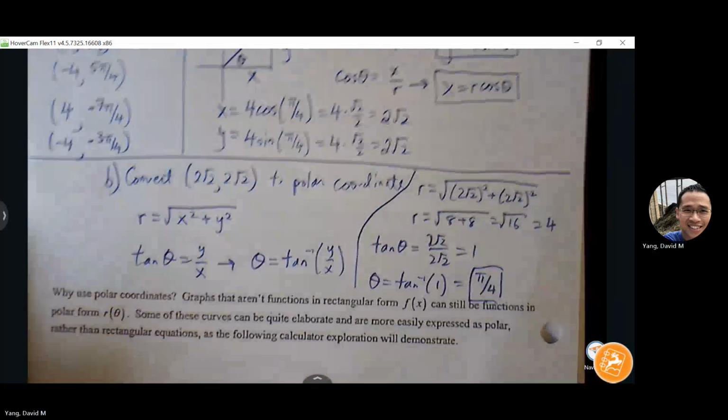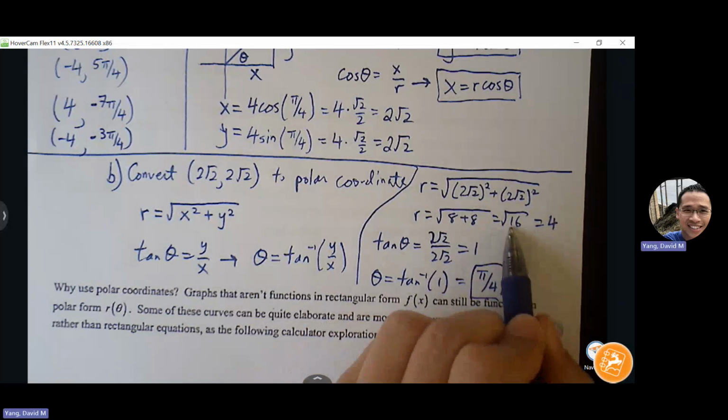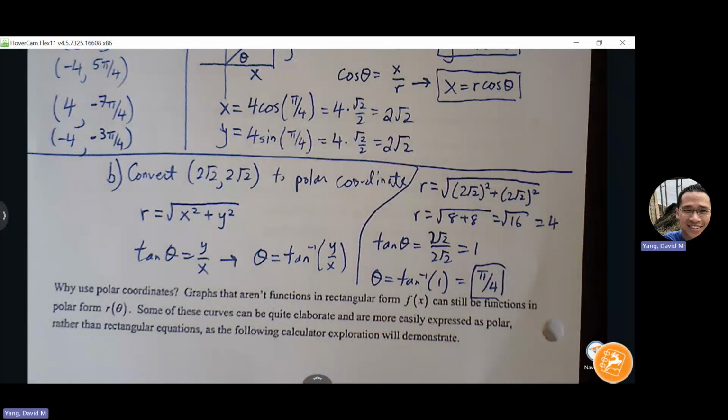Could -4 also be a solution for R? No, principal value. If there's not an equation, if root 16 is by itself, it's always going to be positive. Okay. If it was R squared equals 16, then R could be plus or minus.